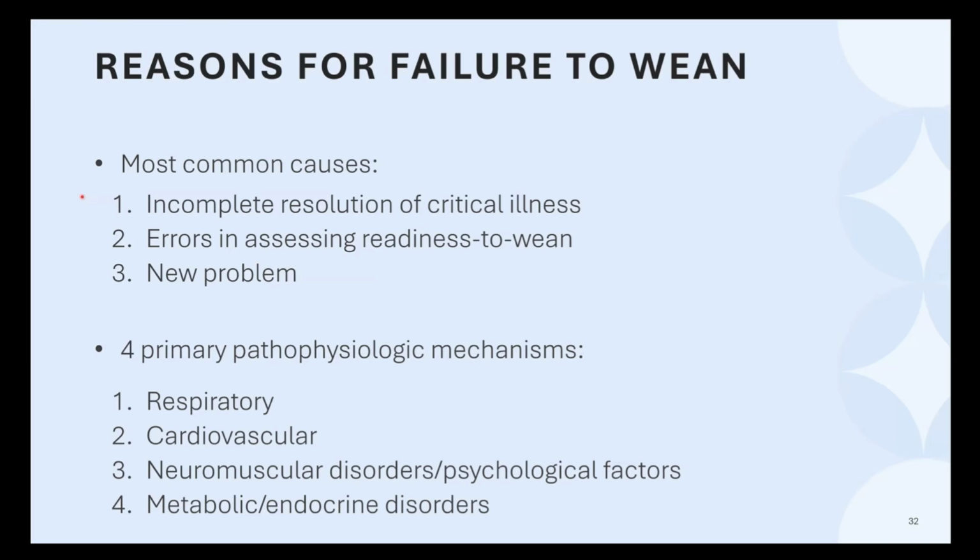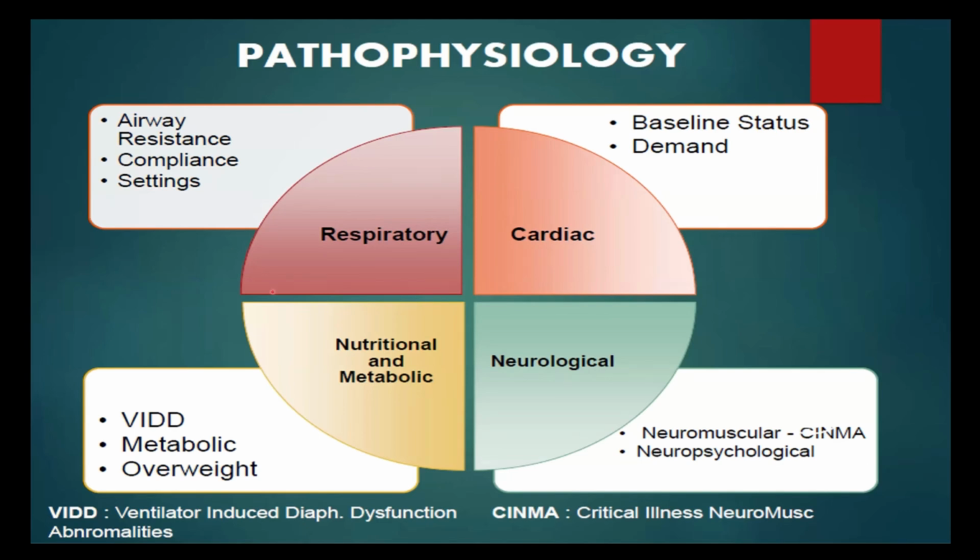I'm sure you've encountered that your patient has a new infection that causes a failure to wean them, or they have a new stroke that may not be detected while they have been having all the sedation. So there's a new problem that arises throughout their ICU stay that causes the failure to wean. And all those problems, you can categorize into four primary systems or mechanisms. Number one is respiratory, two is cardiovascular, number three is neurology, neurovascular, psychological, and the fourth is metabolic or endocrine causes. So again, this chart shows the respiratory, cardiac, neurological, and metabolic causes, and what the possible causes are.